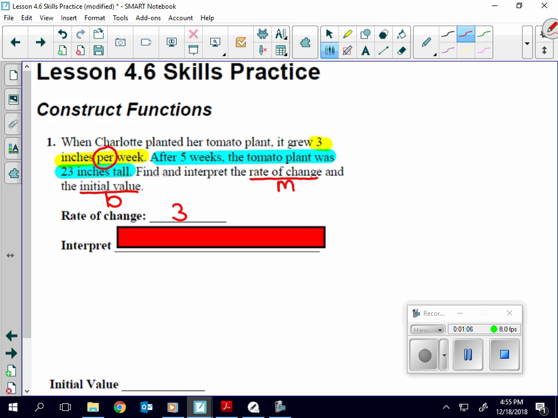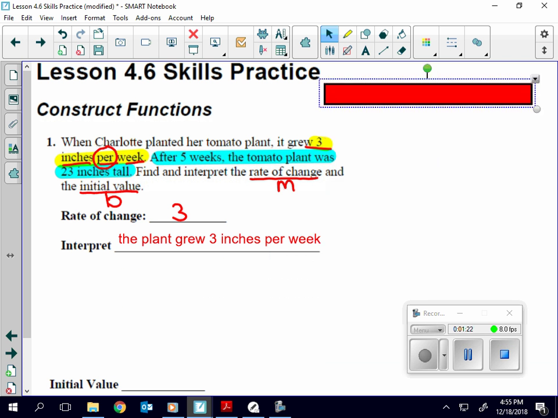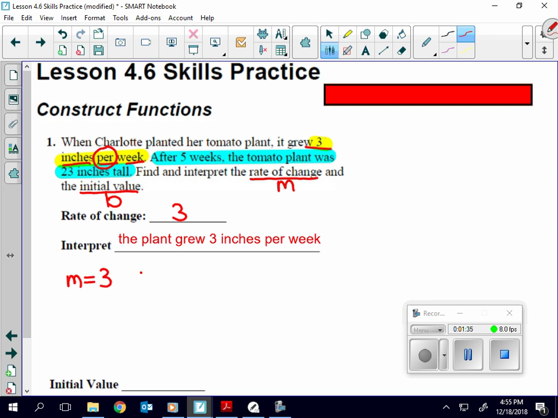Now we're going to interpret that. What does that mean? Well, we just read the context. 3 inches per week. So the plant grew 3 inches per week. Don't forget to pause and write it down. All right, now let's interpret and find the initial value. So we know m is 3. We know we have a function y equals mx plus b.